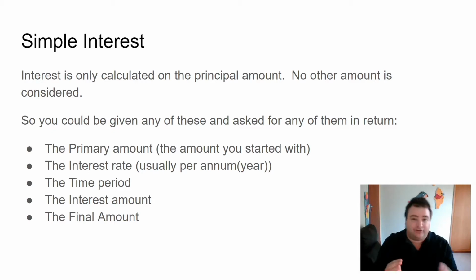So what you're going to need to know: you're going to need to know the primary principal amount. It's not an official term. You just use whichever one they use. You might need to work out the interest rate. You might need to work out the time period, how much time is spent in the account. You might need to work out the interest amount. You might need to work out the final amount. And we're going to try and give you a formula that can do all of that.